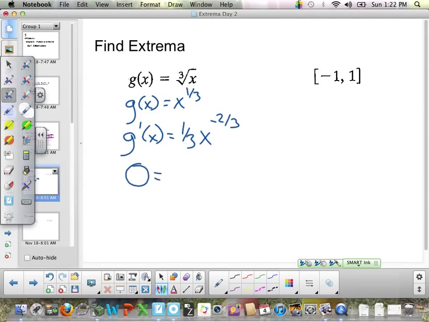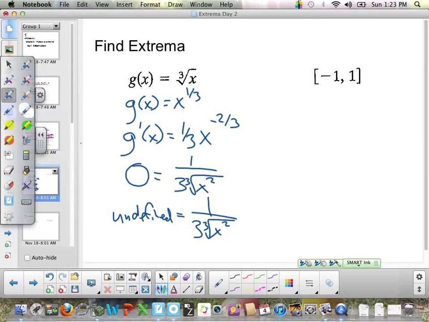We'll set that equal to 0. We got, rewrite this as 1 over 3 cube root of x squared. How do we get a fraction equal to 0? We don't. So there's no place where it's equal to 0. The other option is, where do we get it undefined? Well, how do we get a fraction to be undefined? Well, the answer is make the bottom 0. And here the bottom is 0 when x equals 0. So our critical number is 0.